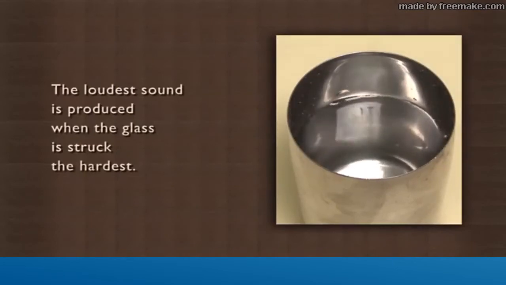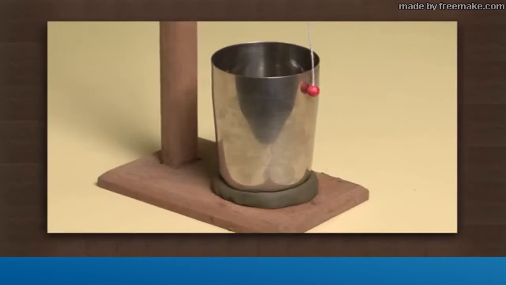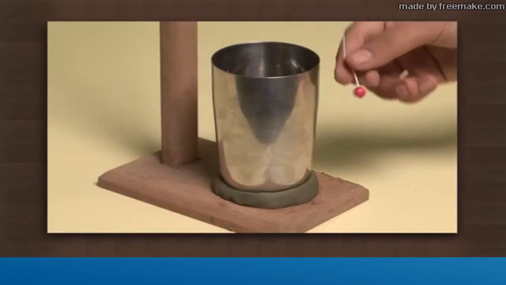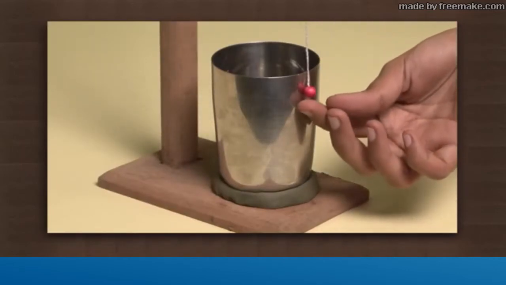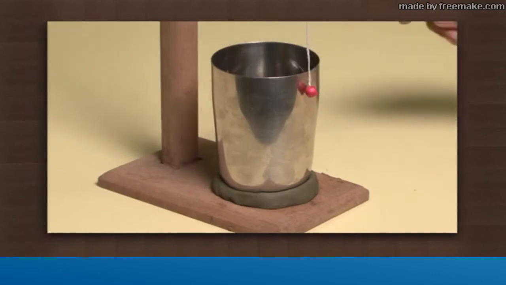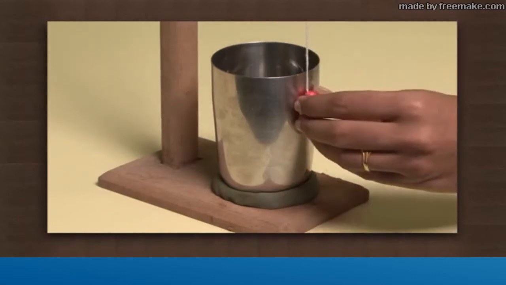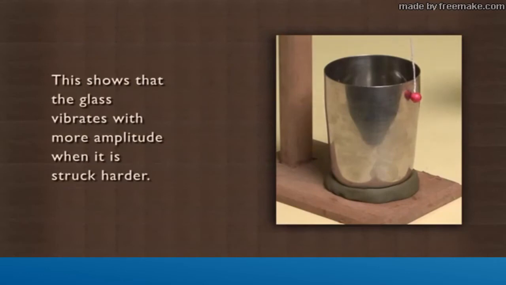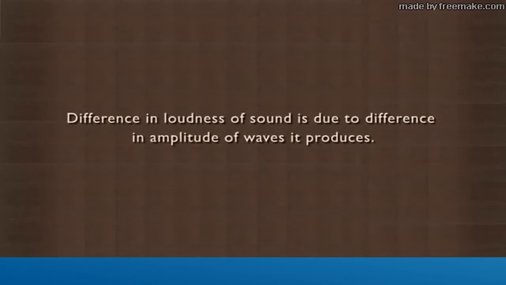Now we will test the amplitude of the sound waves. Keep the glass near a thermocol ball which is hanging from a string. Let the ball slightly touch the glass. Now again strike the glass and observe the ball. We see that the thermocol ball gets displaced more when the glass is struck harder. This shows that the glass vibrates with more amplitude when it is struck harder. So we can conclude that the difference in loudness of sound is due to the difference in the amplitude of the waves it produces.